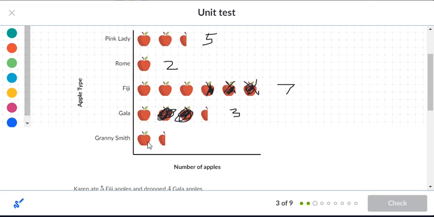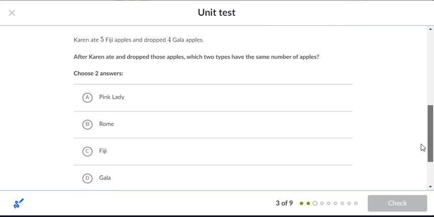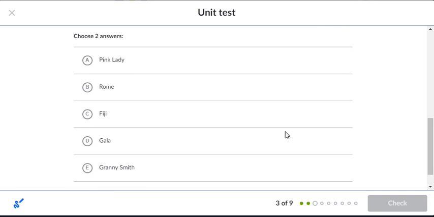So actually, these two right here would be 3 because we have one apple and a half an apple, and both of those would be 3. So it looks like it's the Gala and the Granny Smith apples because we want to determine which ones are the same. So we want to go Gala and Granny Smith apples.